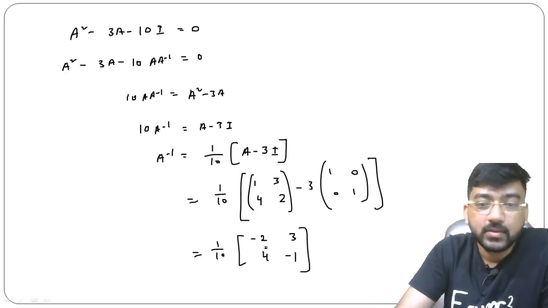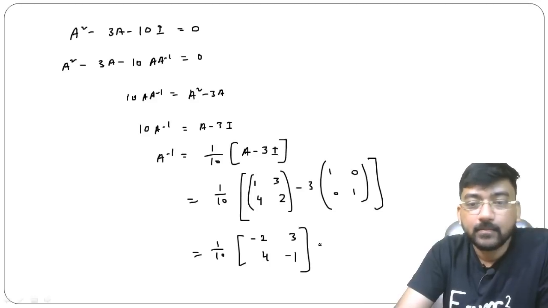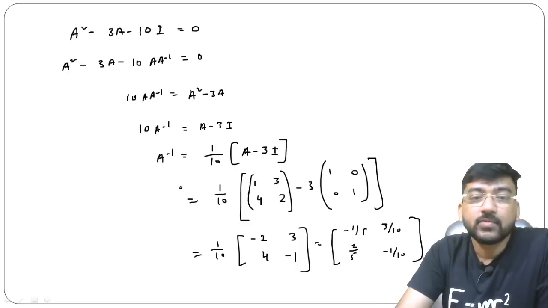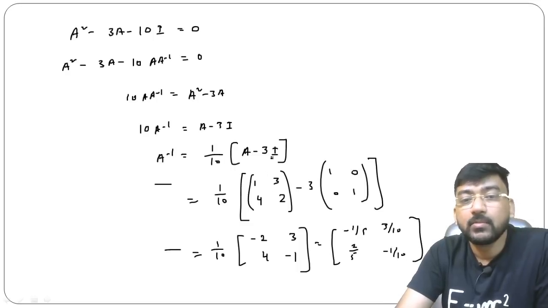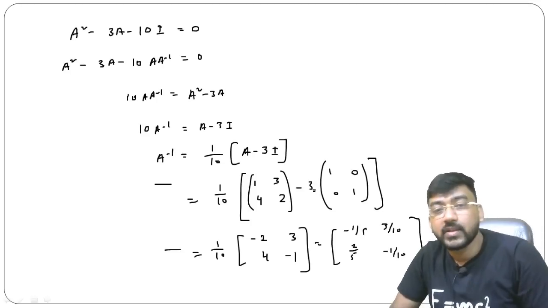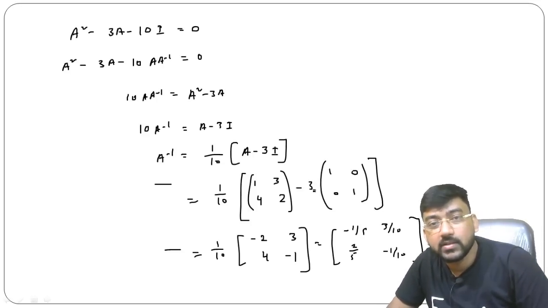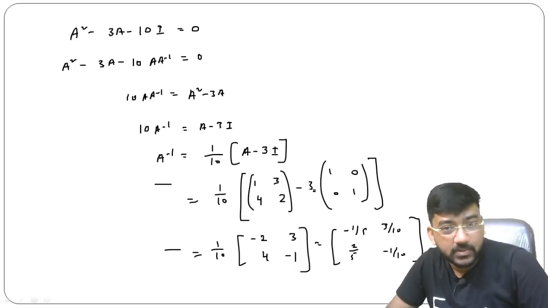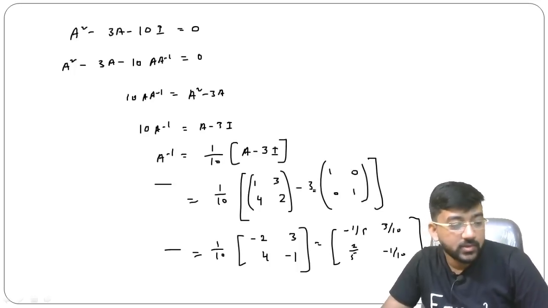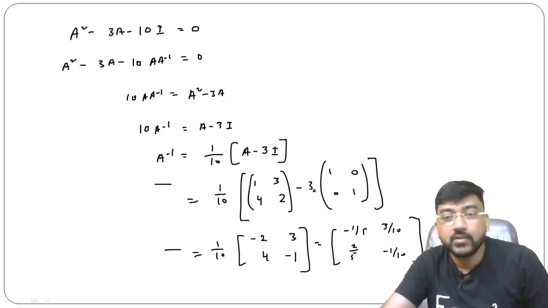So if you want, you can take this 10 over here. So you can write it in this way also: minus 2 by 10, that will be minus 1 by 5, 3 by 10, 4 by 10, that will be again 2 by 5, and minus 1. So you can find this A inverse only by using subtraction or addition of matrices, you don't need to do the multiplication. So this is why the CH theorem is very useful when you want to find the A inverse.